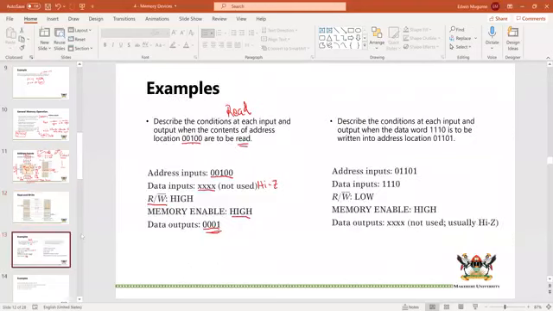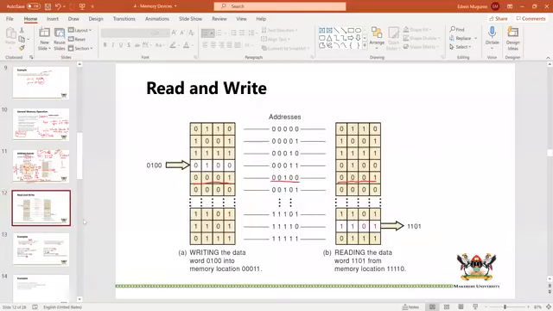But if we were writing, first of all, you can see that the question is different. Describe conditions at each input and output when the data word 1110 is to be written into address 01101. So once again, we give the address, but in this case, we put the word that we are writing on the input lines because you need to write it. So you need to provide the word. And then we want to write, so we give an active read write command. We enable the memory, and this information will be written into that address, which is 010.